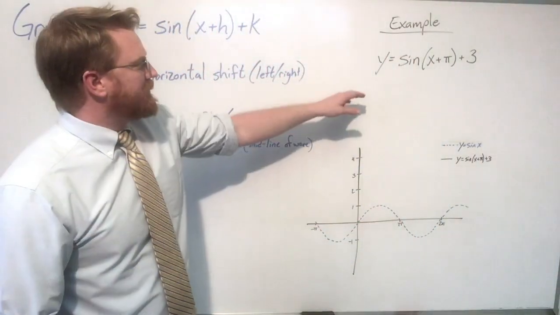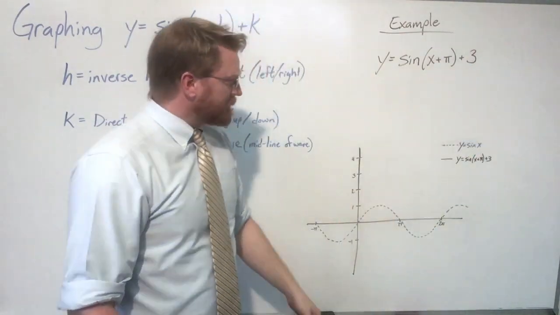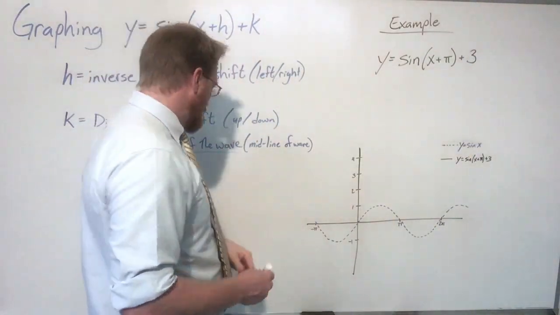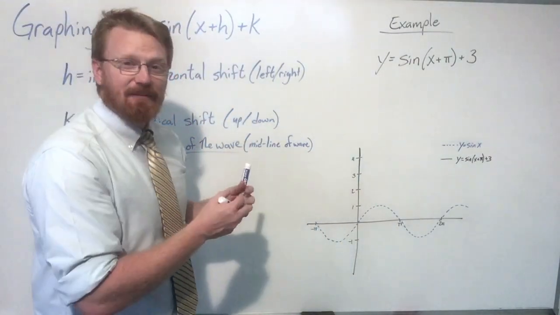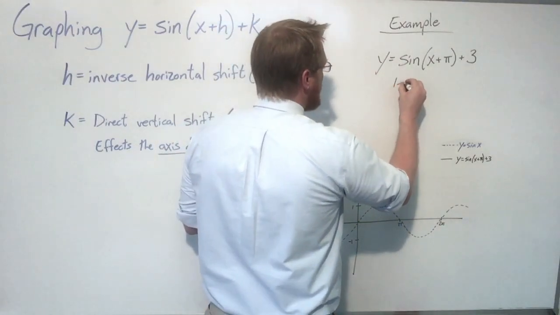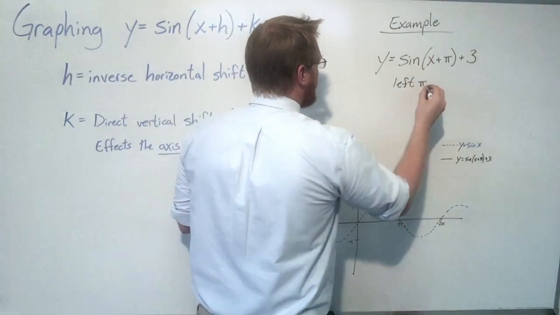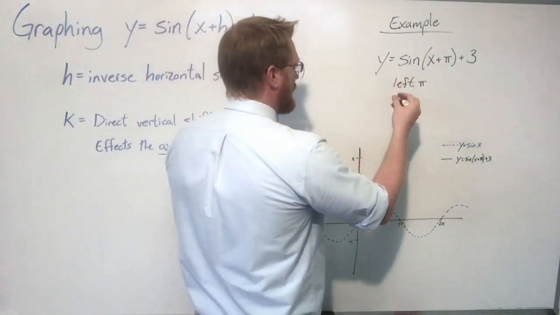Over here we have an example of sine of x plus pi inside, plus 3 outside. So those are going to be doing two different things. The pi inside is going to be moving it to the left, right? Plus means backwards when you're inside there with the function. So I'm going to leave myself a little footnote there, left pi. And that plus 3 being outside is direct, it's going to go up 3.